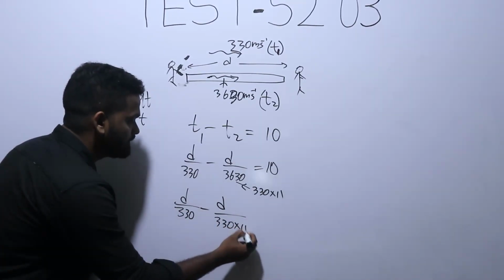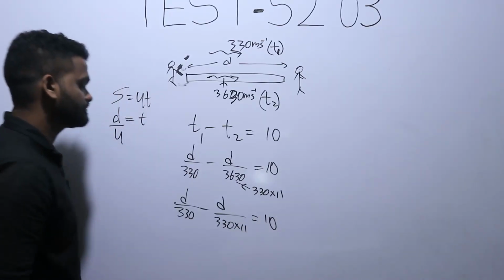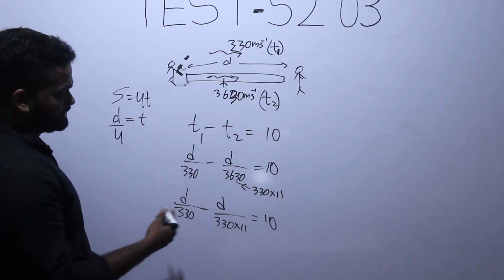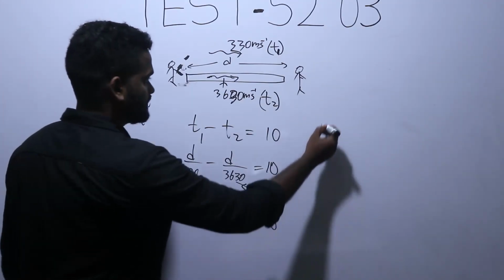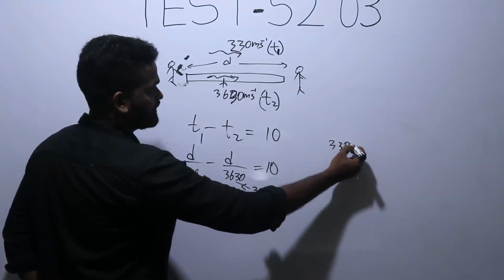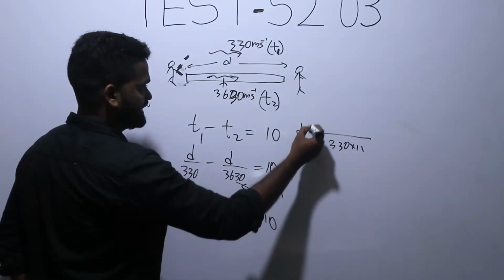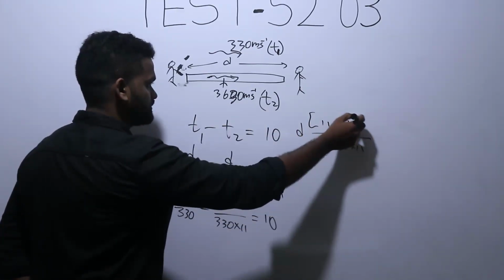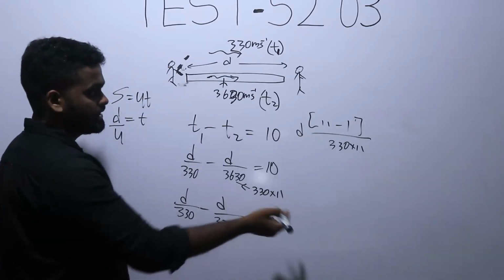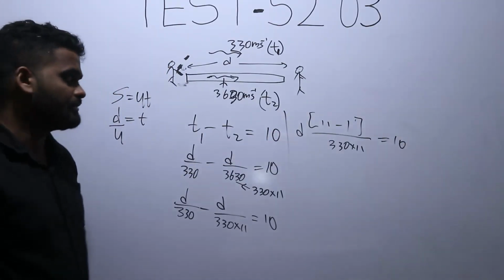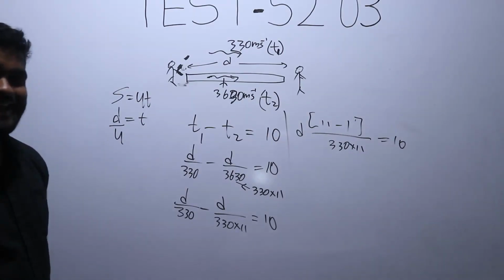(330 times 11 equals 10). So I will take the common denominator. So it should be 330 times 11. I'll take d out, and inside it becomes 11 minus 1. 11 minus 1 is equal to 10. We know that is 10, right?